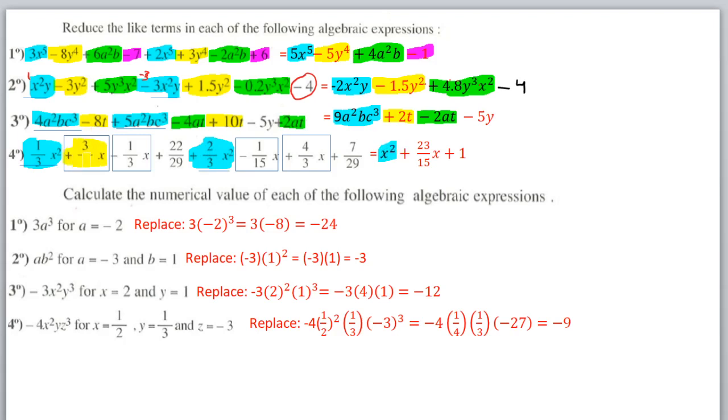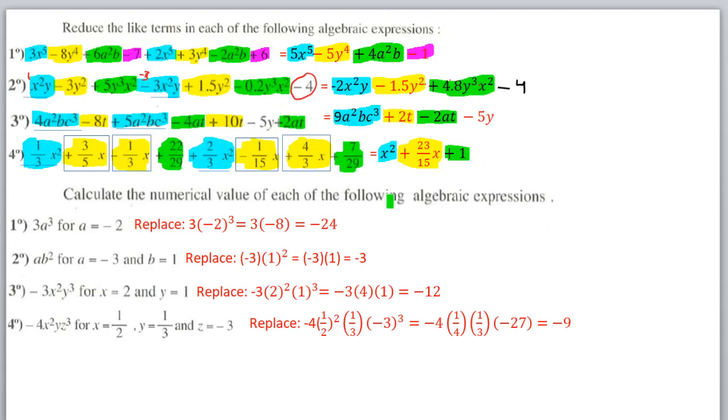3 over 5x minus 1 over 3x. Is there anything else with x? Yes, minus 1 over 15x plus 4 over 3x. All of them. Look, 4 like terms. It could be 5 like terms or 10 like terms in the same expression. It's not necessarily only 2 like terms like here and here. Okay? So we add all together, we get 23 over 15. And the last one, 22 over 9 plus 29 and 7 over 29, so it's 1. So we copy it, so it's 1. Okay?